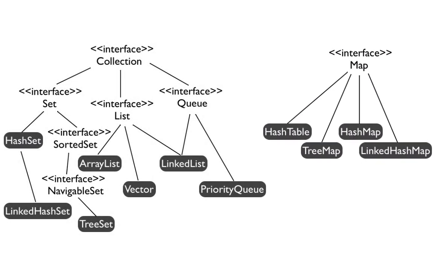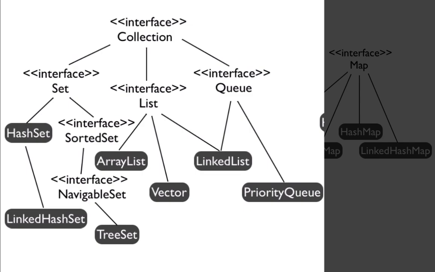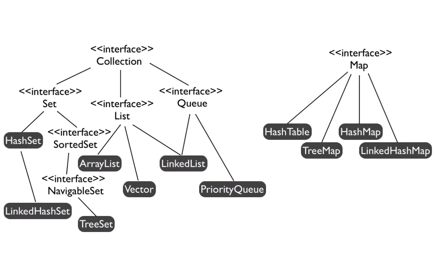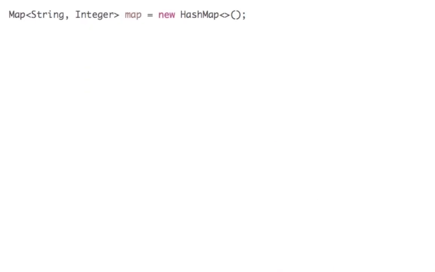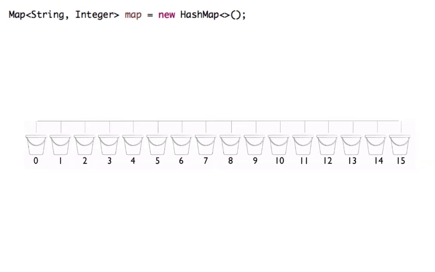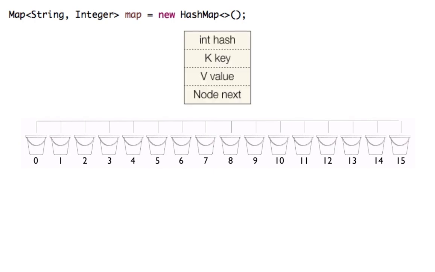Whereas the hierarchy of collection interface looks like this, the main difference between both of these is that the collection is simply a group of objects, whereas a map is a group of key and value pair. It maps keys to values. Now let's discuss the working of a hash map. Whenever we create a new hash map, it internally creates an array of nodes, also called buckets. Each node or bucket consists of four properties: hash, key, value, and next. We'll understand all these properties in details once we get to the working of the hash map.